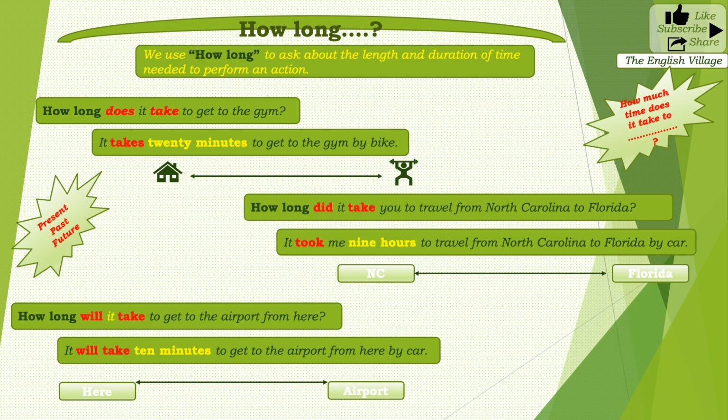So basically we are answering the question, how much time? How much time does it take? The answer is telling the length and the duration of the time to perform an action. And it can be used with present, past, and future.